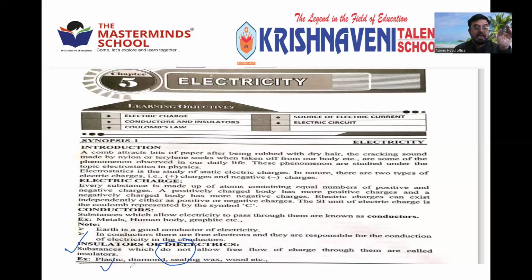Plastic, diamond, wax, sealing wax, and wood. We use wax for sealing, na? Red color. They do not allow electricity because they do not have free electrons. So substances which do not allow electricity to pass through them are called insulators, like plastic, rubber, diamond. Diamond is also very strong, with very strongly bound carbon atoms. So it does not allow current. Right? So this is a category of the electrical substances.